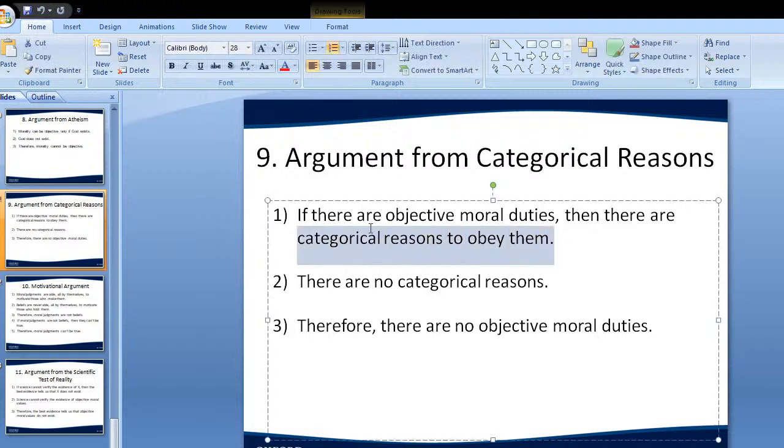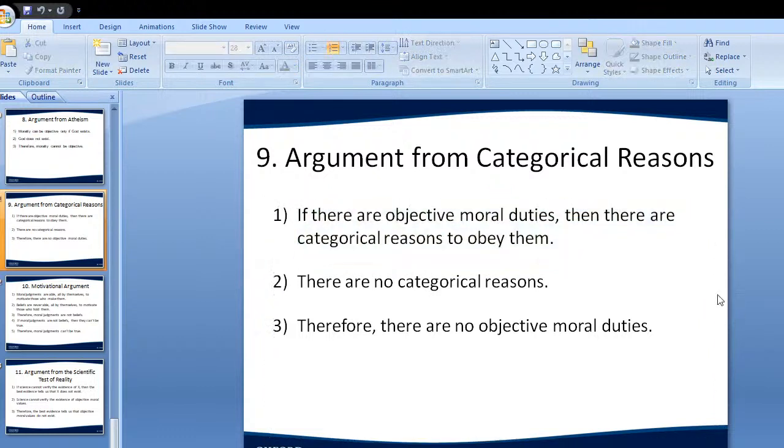The way to object to this, premise 1, is to come in with something called desire satisfaction theory. That's a reason in itself. That's not a categorical reason, and therefore it doesn't follow that just because there's objective moral duties, there's always categorical and only categorical reasons to obey them. There might be desires that need to be satisfied. But let's reject the critique of that and accept number one and say, yeah, there's going to be reasons to do it even if it doesn't satisfy our desires or benefit us.